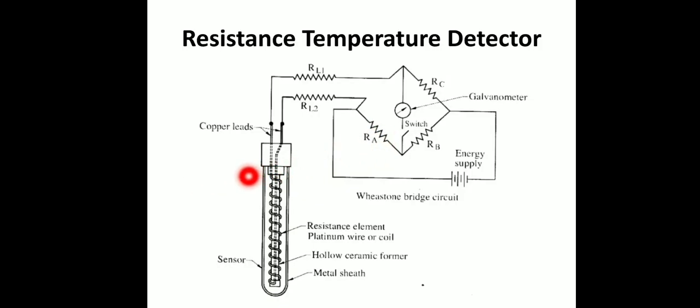Normally for a pure material, when temperature rises, the resistance of the system will reduce. This is the common principle for a solid, but in case of semiconductor, platinum is a semiconductor. For a semiconductor, when temperature increases, resistance also will increase. This is the basic principle for resistance temperature detector.